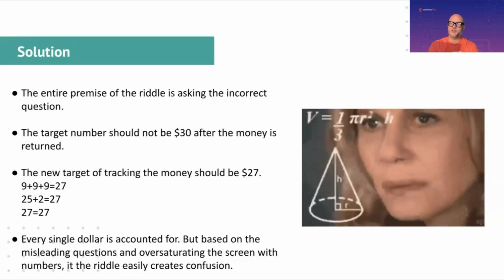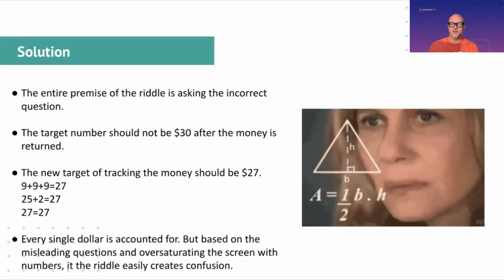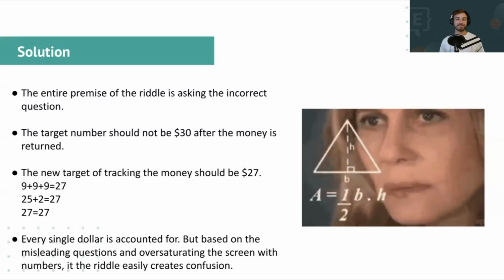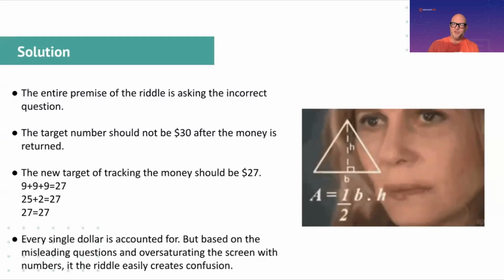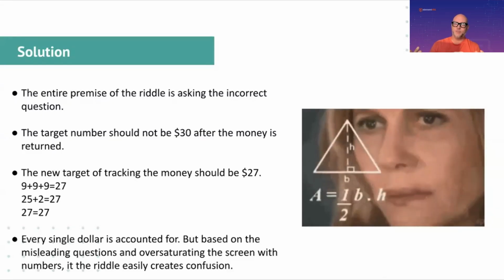25 of those dollars are in the cash register because they paid it. The other $2 belong to the bartender because he essentially just stole it. So we're really just trying to count $27 because that's all that they paid. They paid 27, they have three in their pockets. All the money is accounted for.